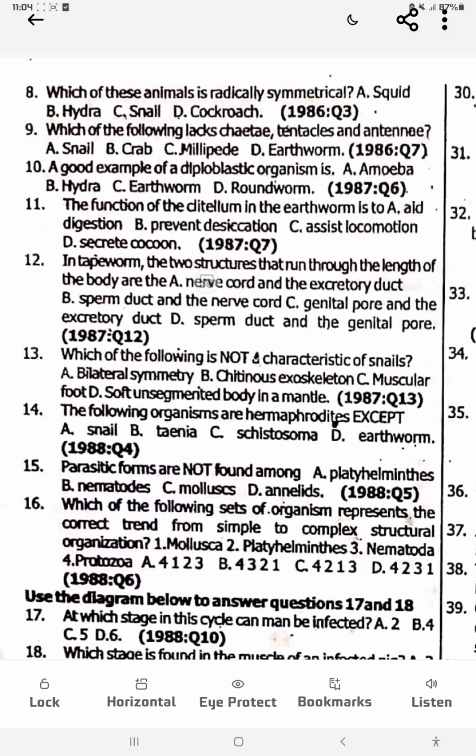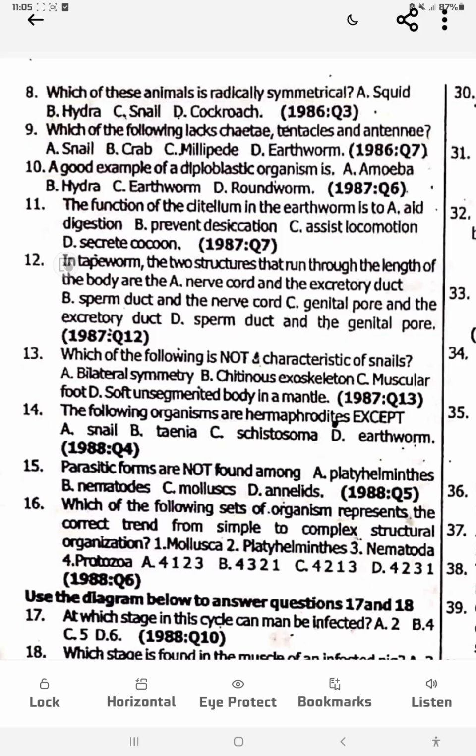Number 10. An example of a diploblastic animal is your hydra. Don't forget, hydra is radially symmetrical. Hydra is diploblastic. If you jot those two down, they used to bring them. Number 10. You'll see some certain ones that are triploblastic. We are going to see them very soon.